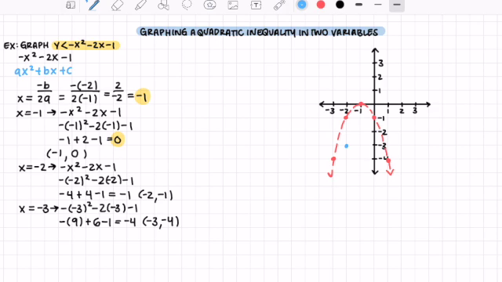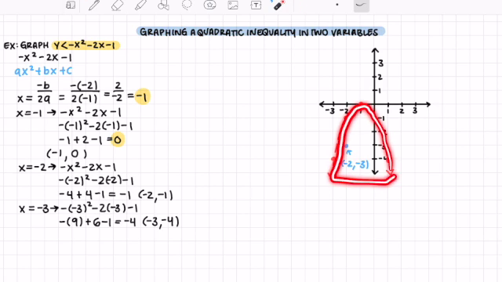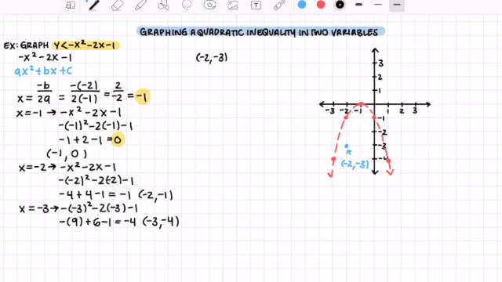So the point is negative 2, comma, negative 3. And we know that it's a point inside of the parabola. So let's figure out if this is a solution or not. If we have here negative 2, comma, negative 3, and I were to plug this into the inequality y being less than negative x squared minus 2x minus 1.